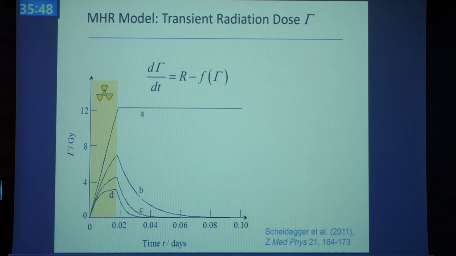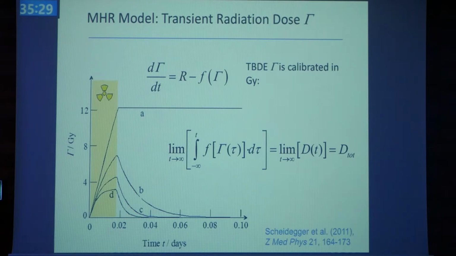For radiation, there is a kinetic model which assumes that the transient biological dose equivalent is rising up with the dose rate R and decaying with the function describing the repair of the proteins. The transient biological dose equivalent is calibrated to the absorbed dose, to the total absorbed dose. When we integrate over the repair function, we get out the total dose, and this is the reason why this quantity is calibrated to gray.